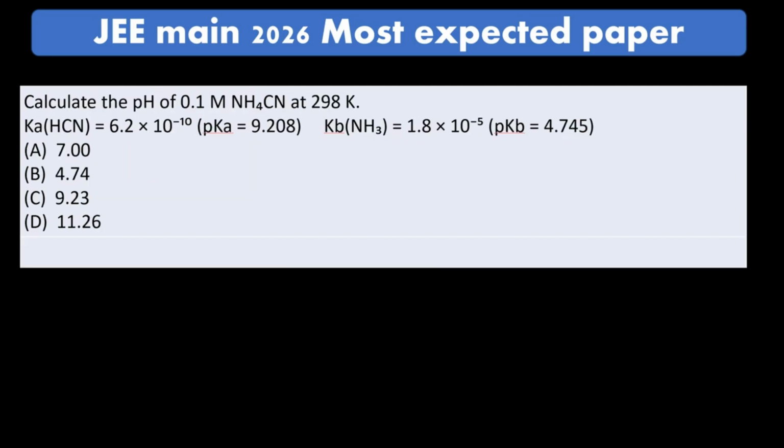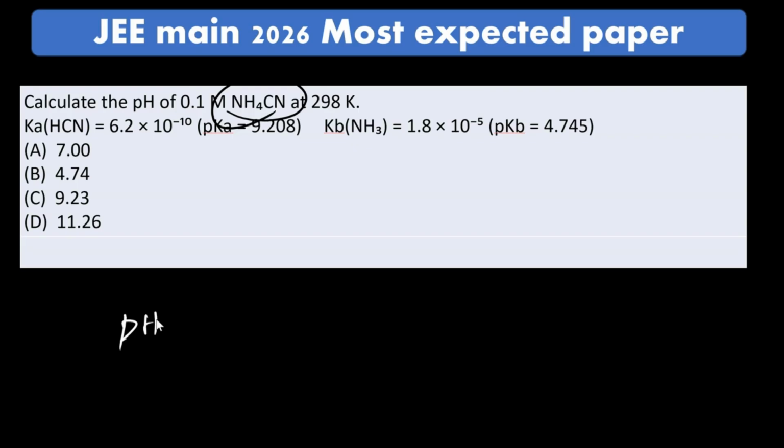And the next one is the pH of 0.1 molar ammonium cyanide at 298 Kelvin. Ka of HCN is given and Kb of ammonia is given. The pKa value is also given. So what they are asking is to calculate the pH. Okay, so first of all, we have HCN in combination with ammonia, right? That is what ammonium cyanide is. So that is a salt of weak acid HCN plus weak base ammonia.